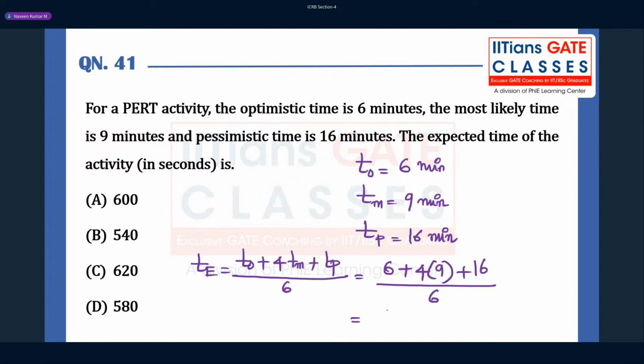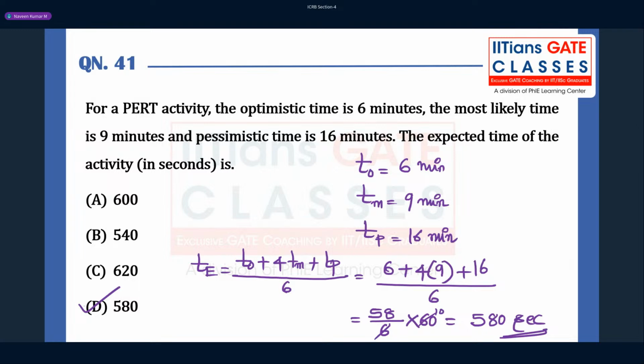So this will be 6 plus 36 is 42, 42 plus 16 is 58. 58 by 6, right? Oh, they're asking in seconds. Okay, into 60. This is 10, so it is 580 seconds. That is again a very simple question, right?